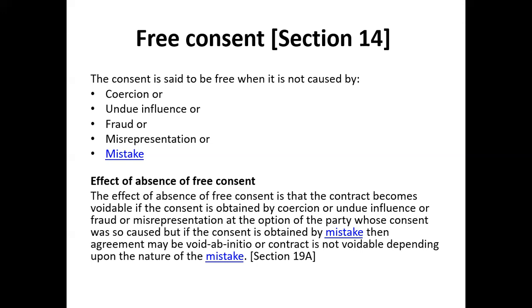If the consent is obtained by mistake, then the agreement may be void ab initio, or the contract is not voidable, depending upon the nature of the mistake under section 19A. So what is actually void ab initio? Void ab initio means to be treated as invalid from the outset. It comes from the Latin phrase ab initio, which means from the beginning, as a qualifier.